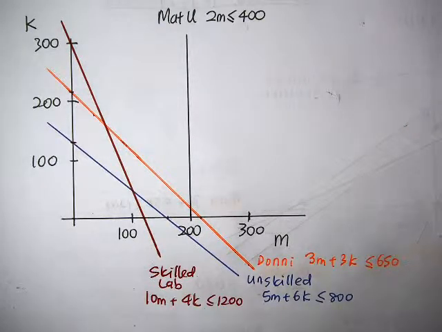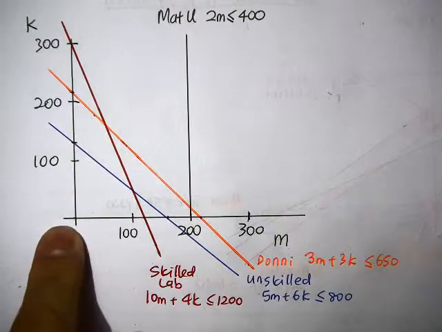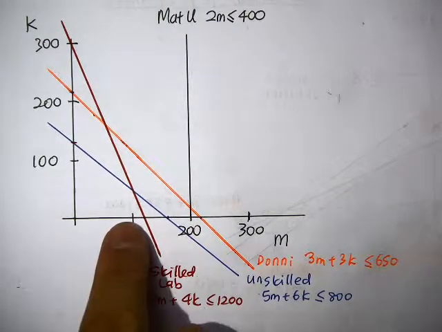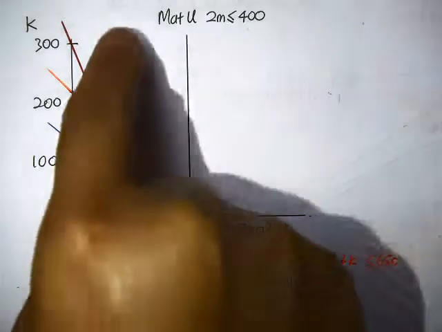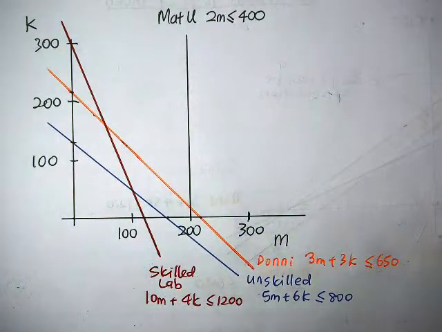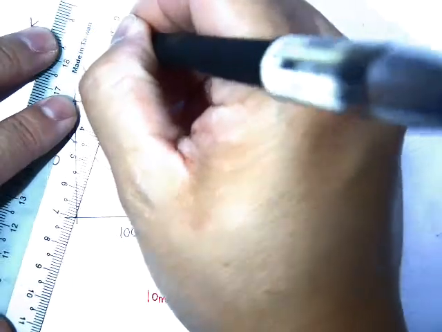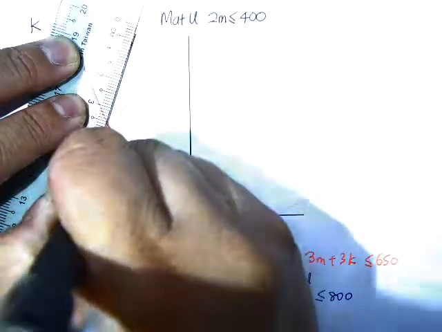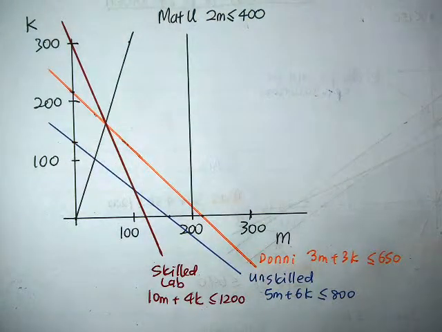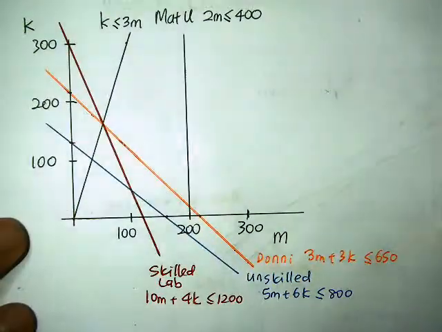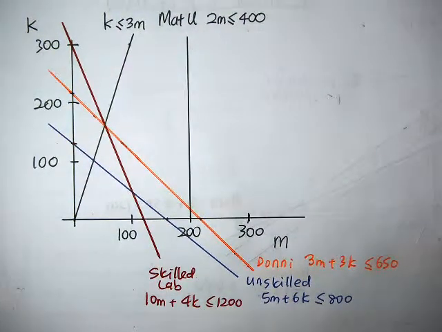So now the rule is, if M is 0, K is 0. If M is 100, K will be 3. Okay, so if M is 100, K will be 3. So K does not exceed 3M.